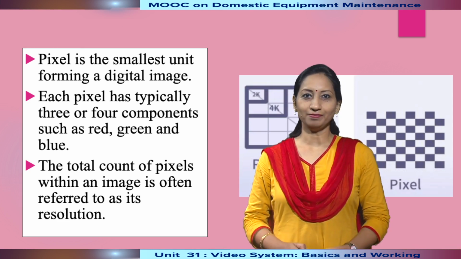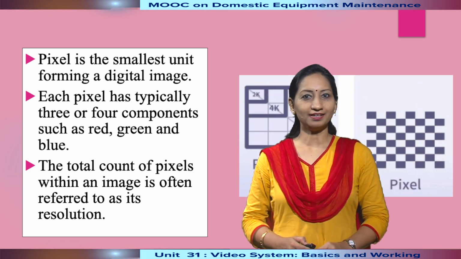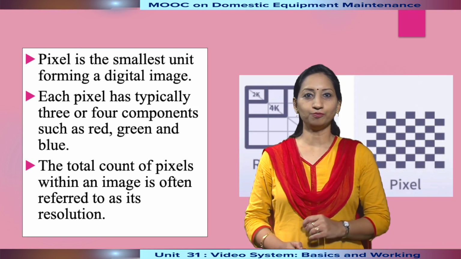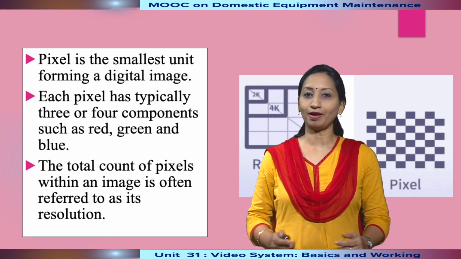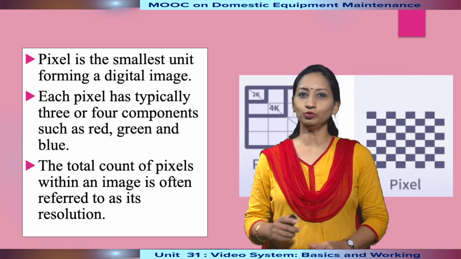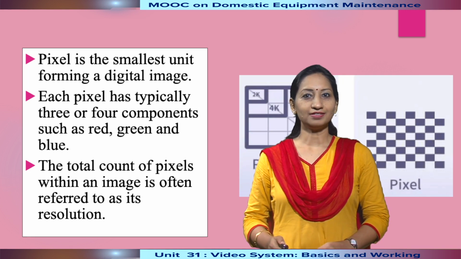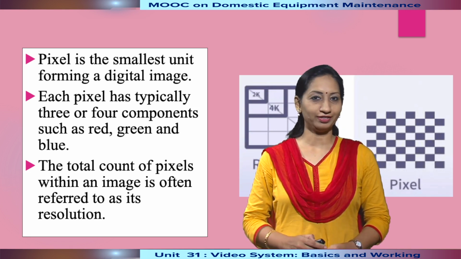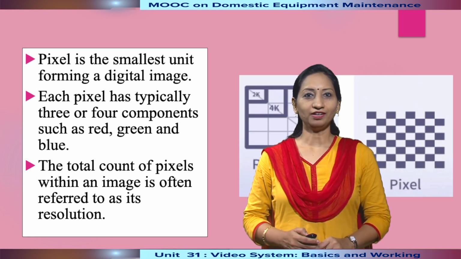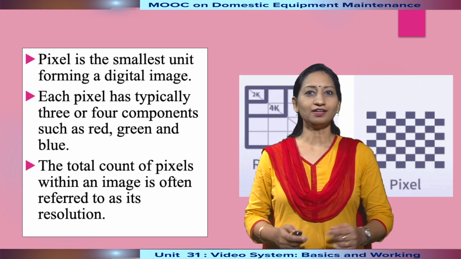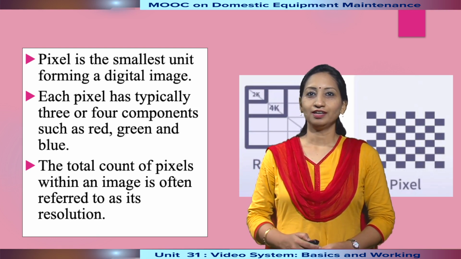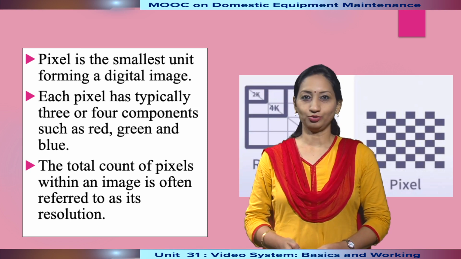In a color system, each pixel has typically 3 or 4 components such as red, green and blue that are known as primary colors, and cyan, that is a mixture of blue and green color, magenta, that is a mixture of purple and red color, and yellow, which are called secondary colors. The total number of pixels within an image is often referred to as its resolution.